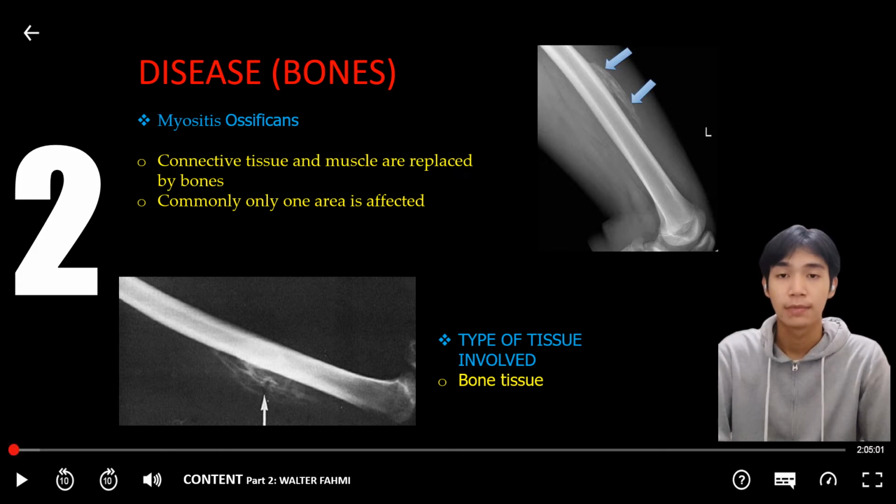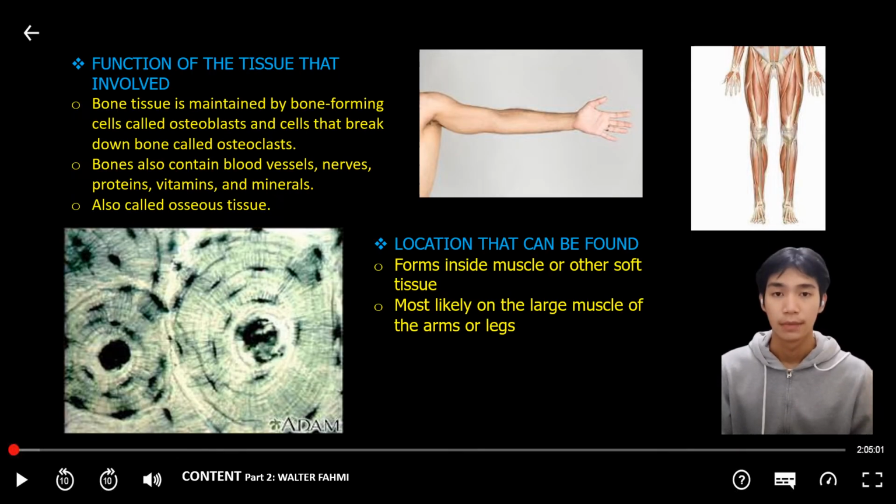Next, what about the type of tissues that are involved in this disease? So obviously it will be bone tissues. What is the function of tissue that is involved in this disease? So basically, bone tissue is maintained by bone-forming cells called osteoblasts, and cells that break down bones called osteoclasts. Moreover, bone also contains blood vessels, nerves, proteins, vitamins and minerals that are very important to the human body. Bone tissue is also called osseous tissue.